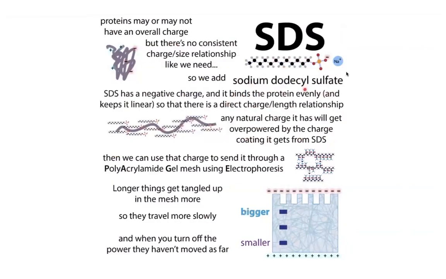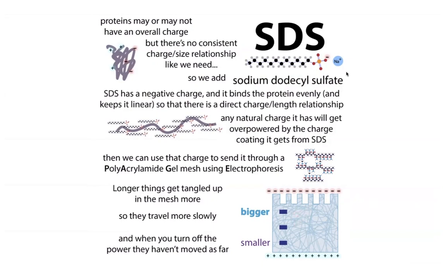With SDS-PAGE, remember, SDS stands for sodium dodecyl sulfate. That's our detergent. It's going to help us unfold the protein and coat it with a negative charge. This is going to allow it to travel through the gel. And when it travels through the gel, it's going to get separated by size. The longer molecules, the bigger proteins, are going to get tangled up more. They're going to travel more slowly. And so when you turn off that power, they won't have moved as far.